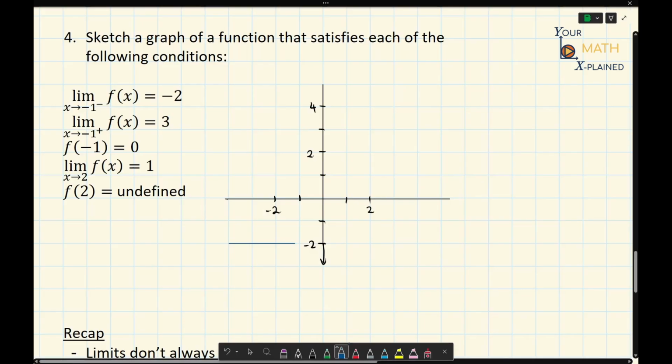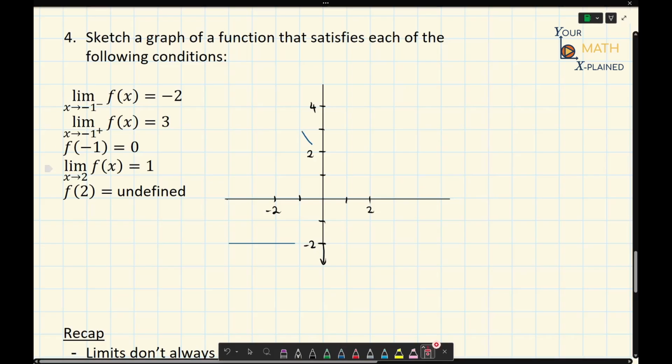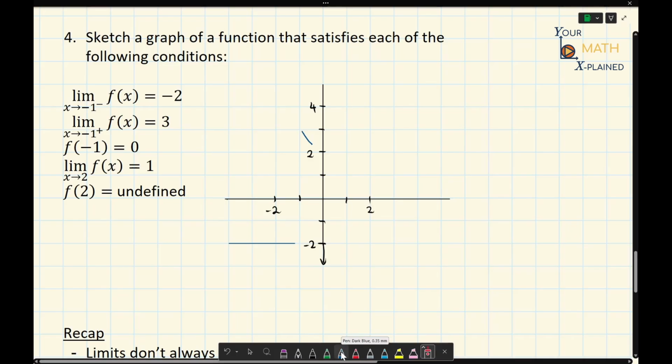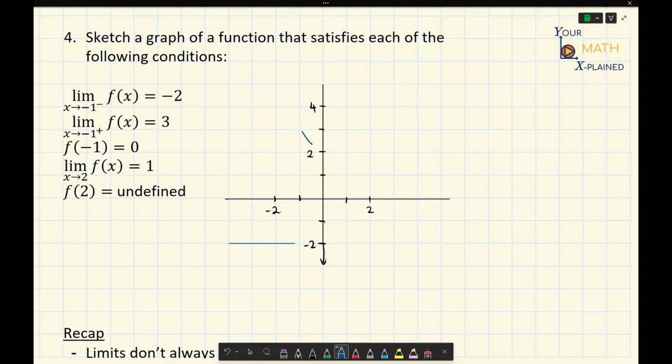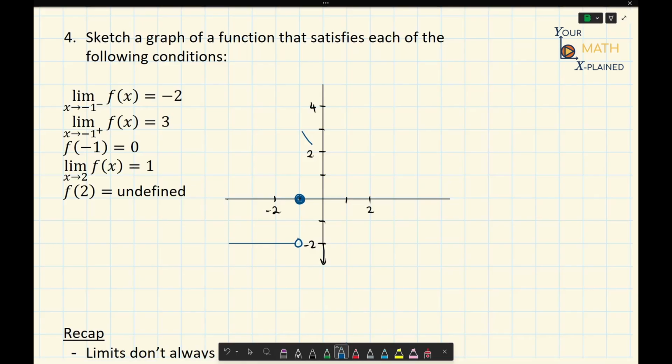So therefore, we might want something like this. And now we have f of -1 is equal to 0, which means that the actual y value of our function at x equals -1 is going to be 0. So I'm going to put a solid dot right over here. That tells me I need a hollow dot here and a hollow dot here. Perfect. Now we have satisfied the first three conditions.